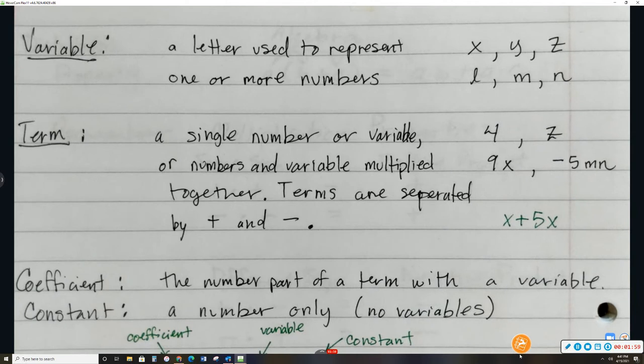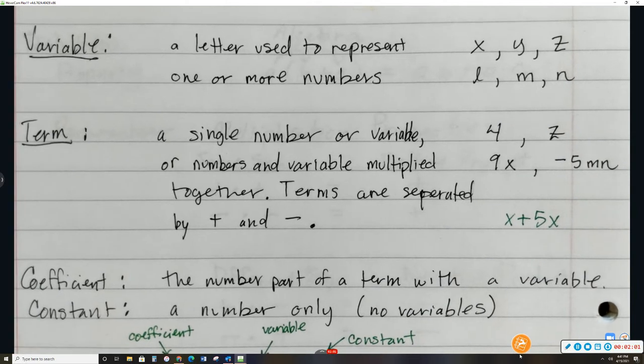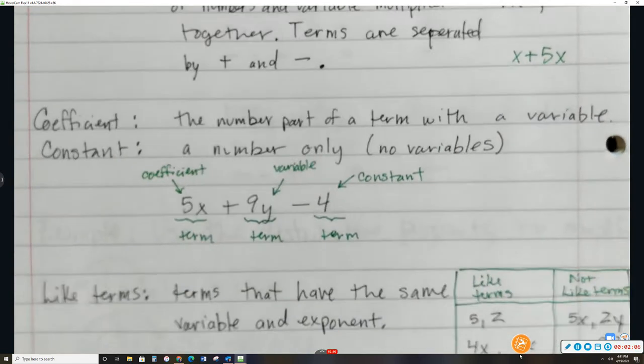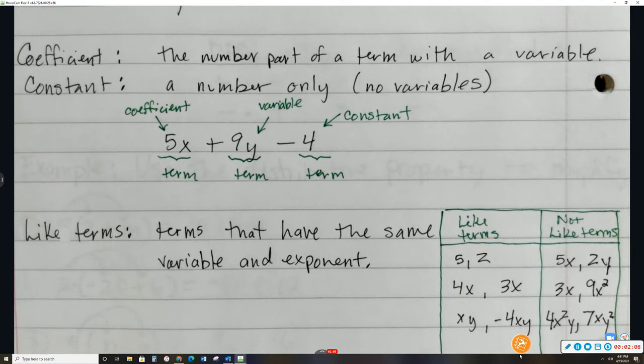So let me lower it. If you need to pause this to copy it, go ahead and pause it. I'm going to lower it. Pay no attention to my wife.